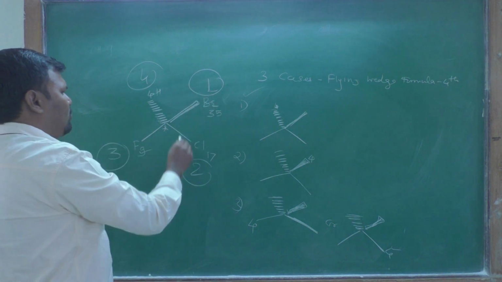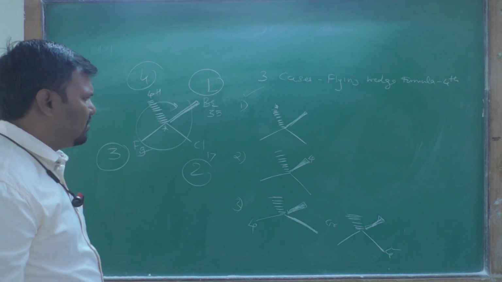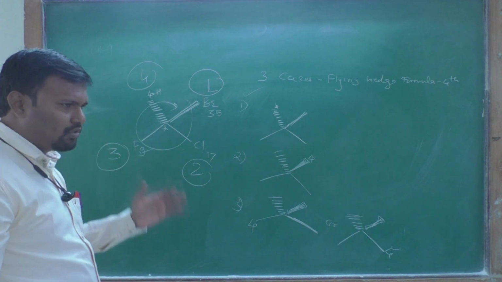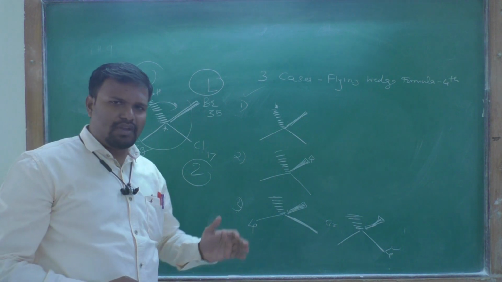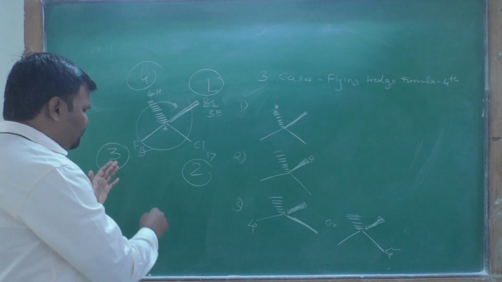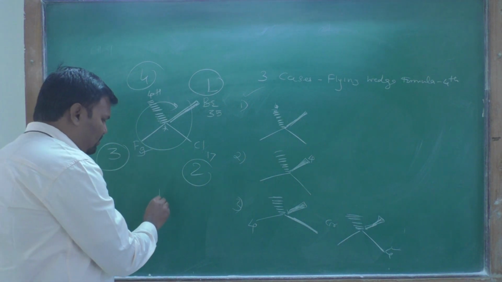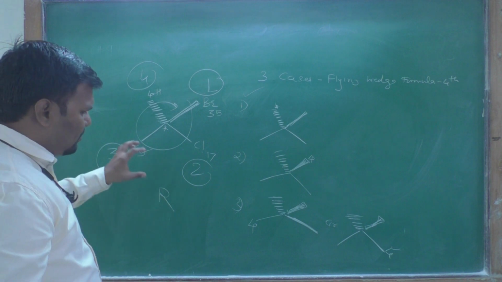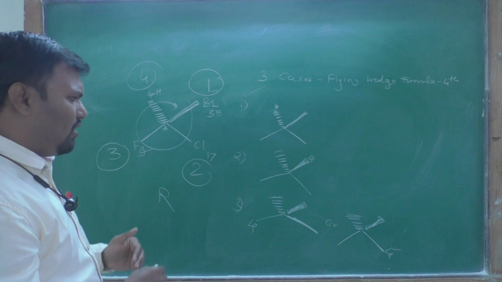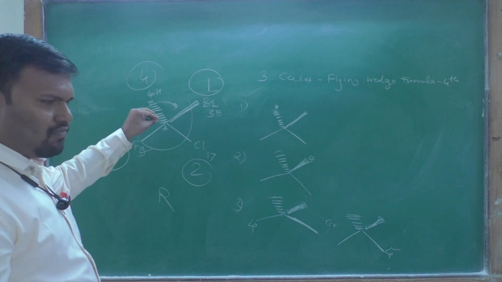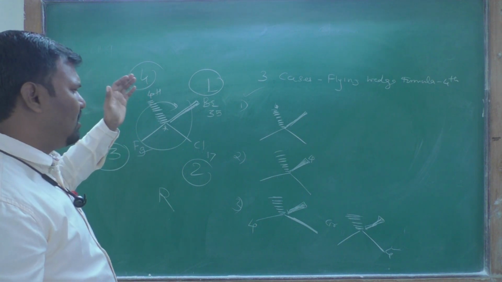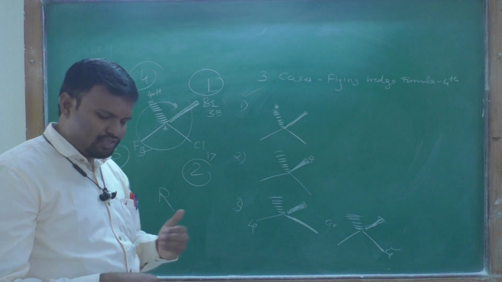Okay, therefore 1, 2, 3 by rotation you can say that it is anti-clockwise rotation. Therefore if your fourth priority group in the flying wedge formula is away from the observer, then that is anti-clockwise rotation, therefore its configuration is S and it remains as it is. So we do not change S to R. Such changes we do not make when the fourth group is away from the observer. There is no need to change the configuration.